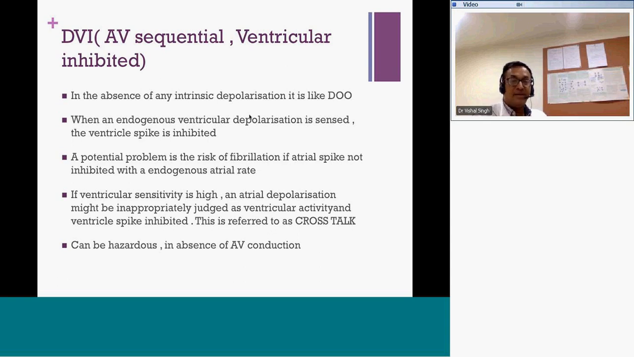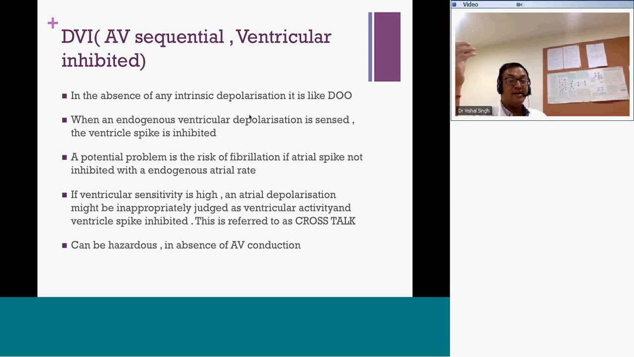So, in the atria, which is paced asynchronously, if the depolarization is sensed, the ventricle spike is inhibited. Sometimes at the atrial rate there can be a risk of fibrillation, especially if the atrial spike is not inhibited in the endogenous atrial rate. If ventricular sensitivity is high, atrial depolarization might be misread as ventricular activity, and the ventricular spike is inhibited, which is referred to as crosstalk.